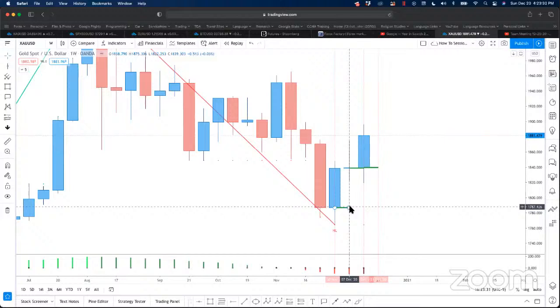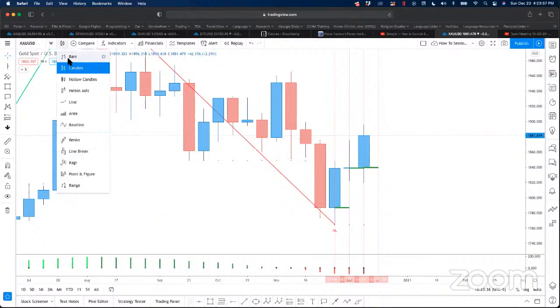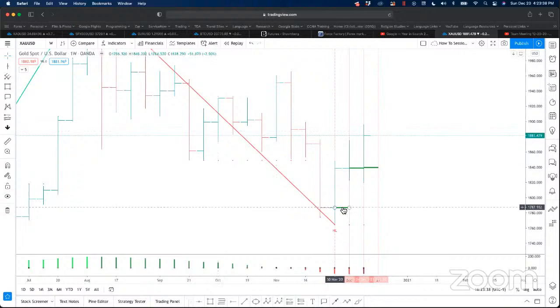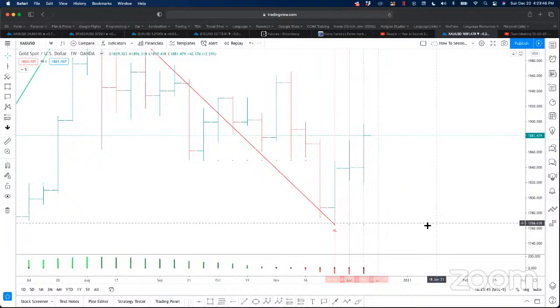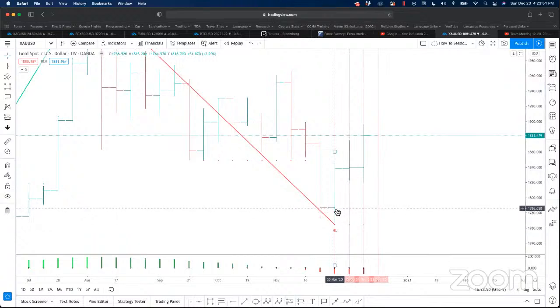Maybe that'll help them. The bars. Yeah, let's do that. It'll probably be a little easier. All right, so for this week, this is the opening price for the week right here. Take your line, draw from this area to the next candle.